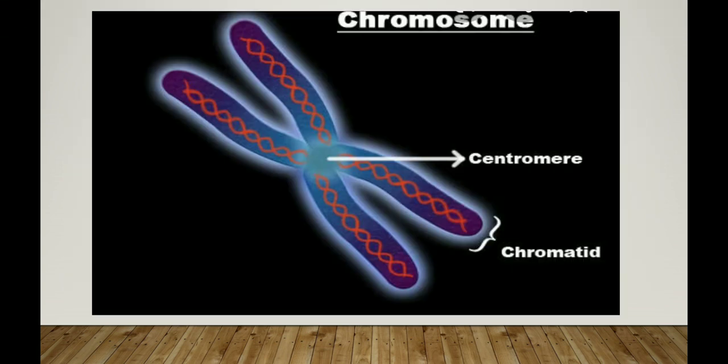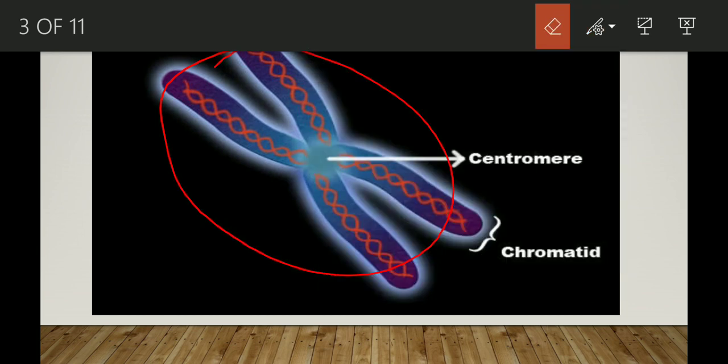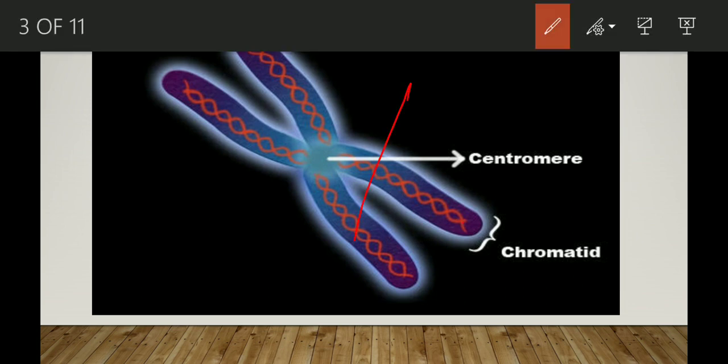Now let's see the structure of the chromosome. This whole thing is the structure of a chromosome, and this is the centromere. The whole structure is the chromosome, but this particular portion is a chromatid. Both these arms are chromatids, and these two are also chromatids. These chromatids are attached at a particular point, and that point is the centromere.